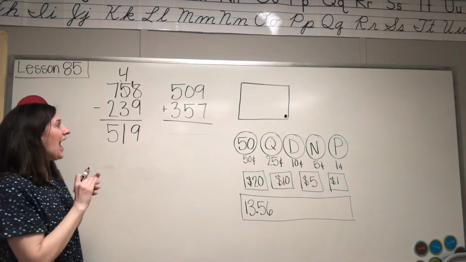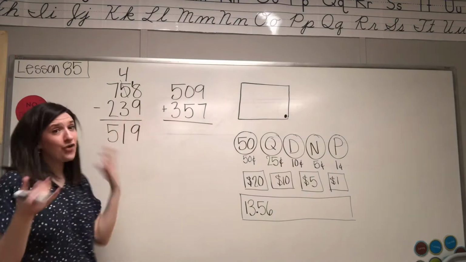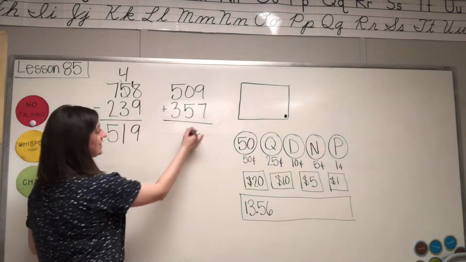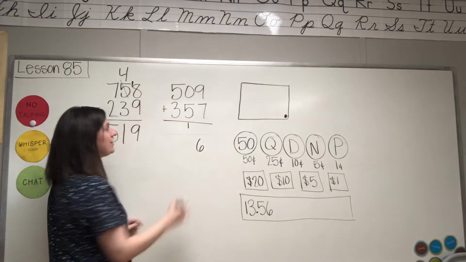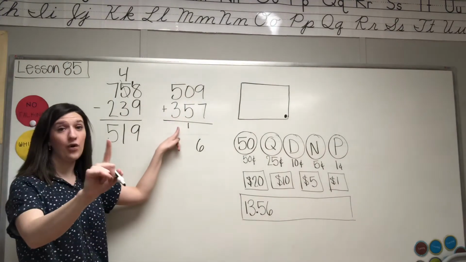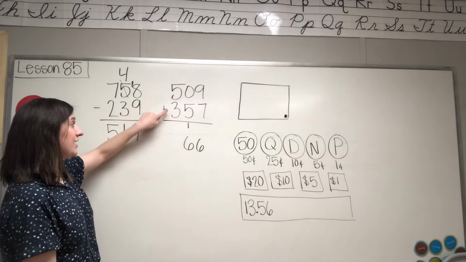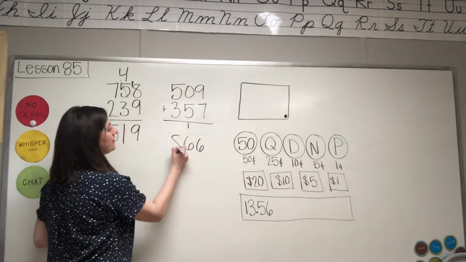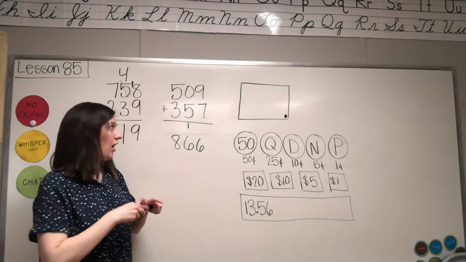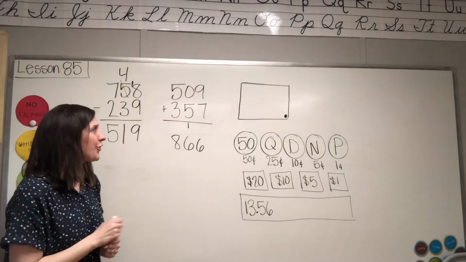The answer is 519. This is an addition problem, so let's add. 9, 16, carry the 1, 0, 5, plus 1 more is 6, 5, 8, the answer is 866. You should be okay to do the rest of those on your own since they're all review.